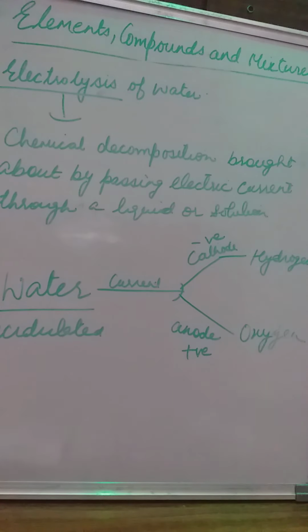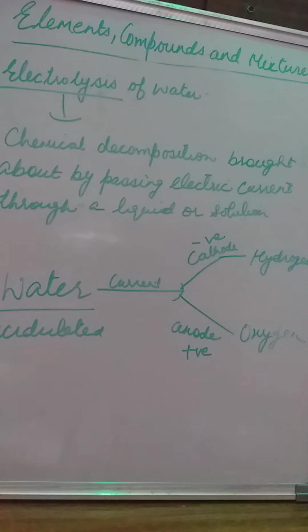So what is the electrolysis of water? It is a chemical decomposition which is brought about by passing an electric current through a liquid or a solution. Boys, pure water is actually a bad conductor of electricity, and it does not allow any electric current to pass through it. But when we add a small amount of acid, say HCl or sulfuric acid, it turns into acidulated water and becomes a good conductor of electricity.